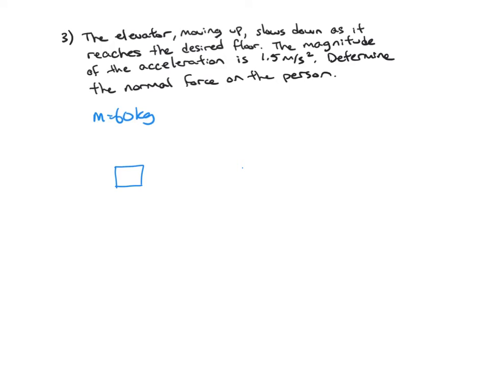Okay, so the elevator is moving upwards and it's slowing down. When I visualize that, that means that the net force has got to pull downwards. The acceleration has got to be downwards to be able to slow down the elevator that's going up. So my downward force is going to be larger than my normal force. So I'll make sure I draw the normal force shorter.